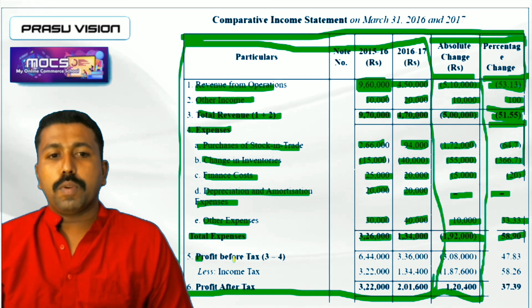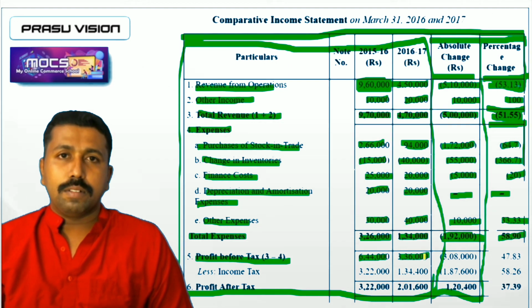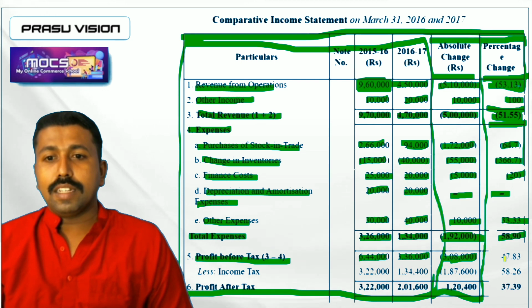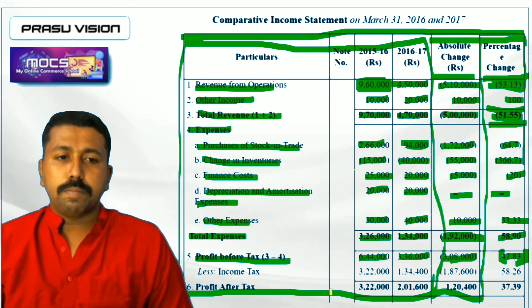Dear students, we have to find out the profit before tax after this. Just look at that. Profit before tax, 6,44,000 in the previous year. Current year it is 3,36,000. So it is a loss, 3,08,000. Percentage change is 47.83. It is also a negative figure. We have to put it inside the bracket.